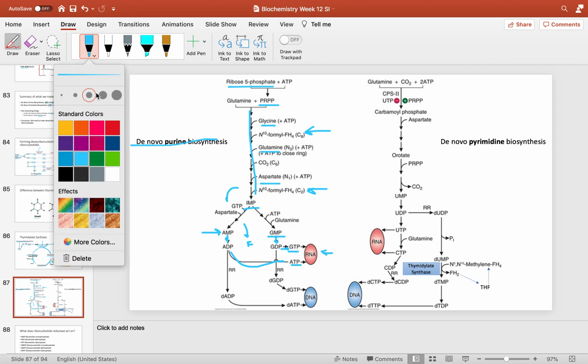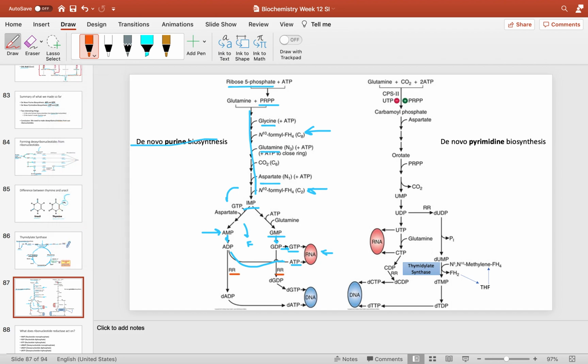However, what do we do if we need to produce DNA? Well, remember, our ribonucleotide reductase enzyme only works on diphosphates. So we take the ADP form and GDP form and convert it to deoxy-ADP and deoxy-GDP. And this is done by cleaving off the 2' hydroxyl group. And now we phosphorylate these guys one more time, and they can enter to form DNA.